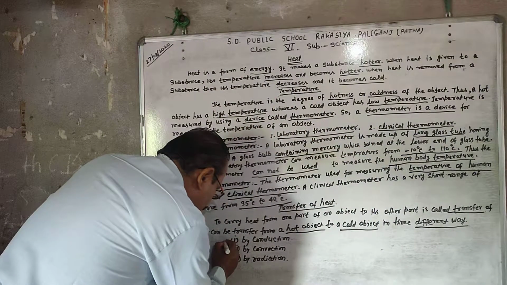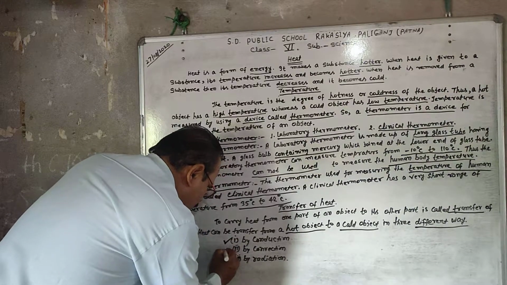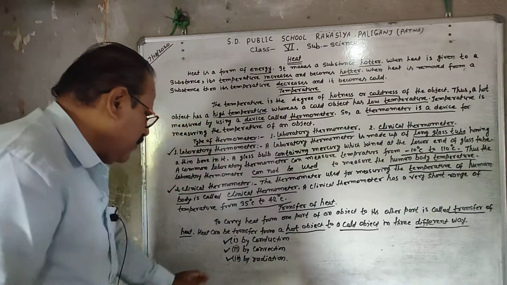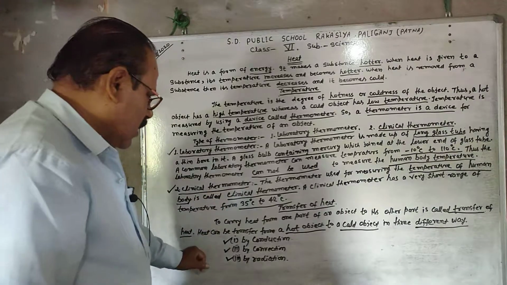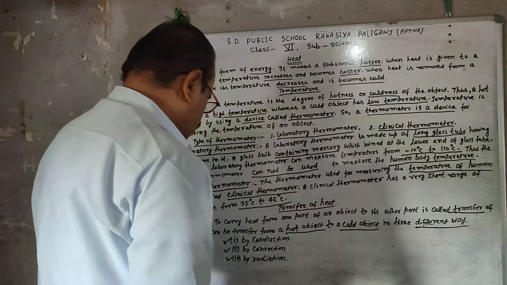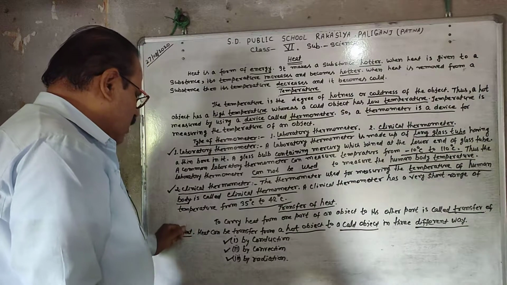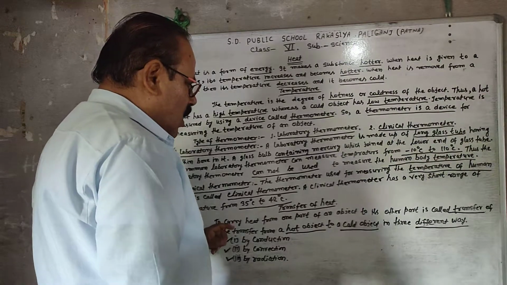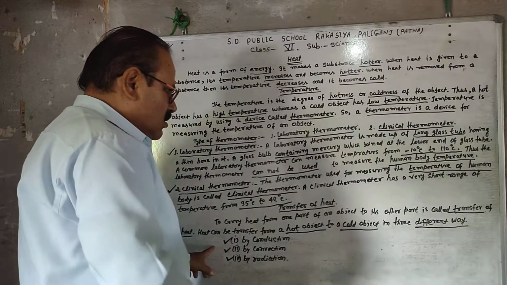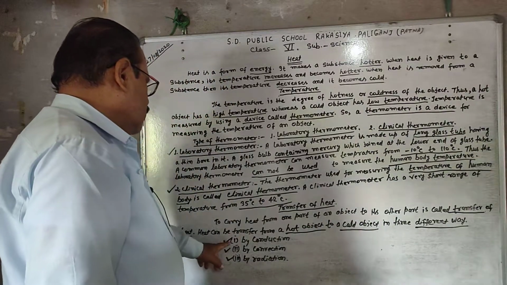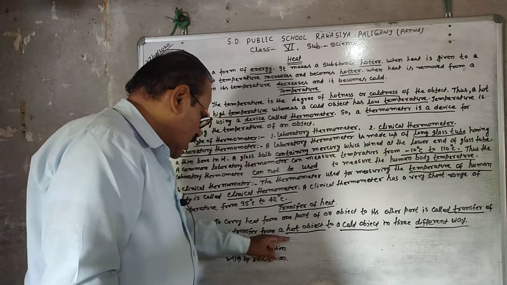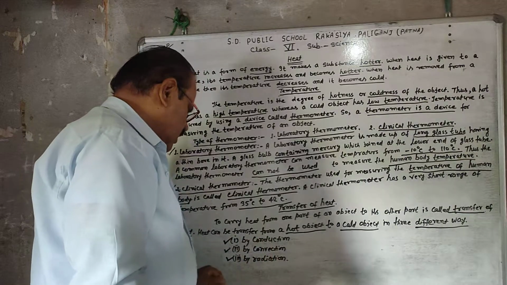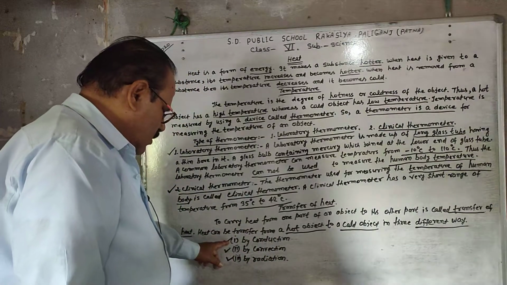Number 1, by conduction. Number 2, by convection. Number 3, by radiation. See again, transfer of heat. Heat can be transferred from a hot object to a cold object in three different ways. First, by conduction, second, by convection, and third, by radiation. We will know about them one by one.